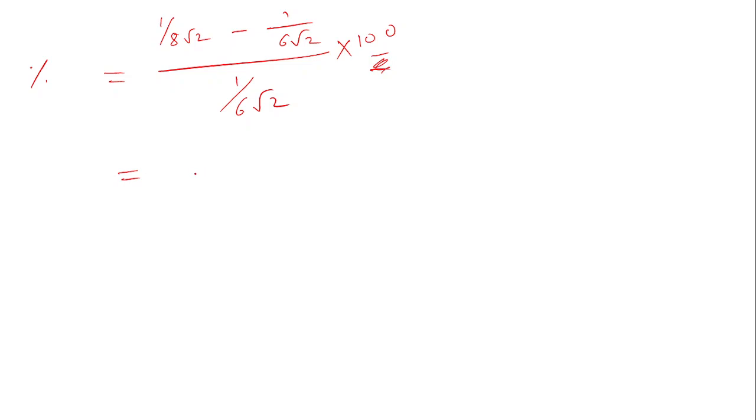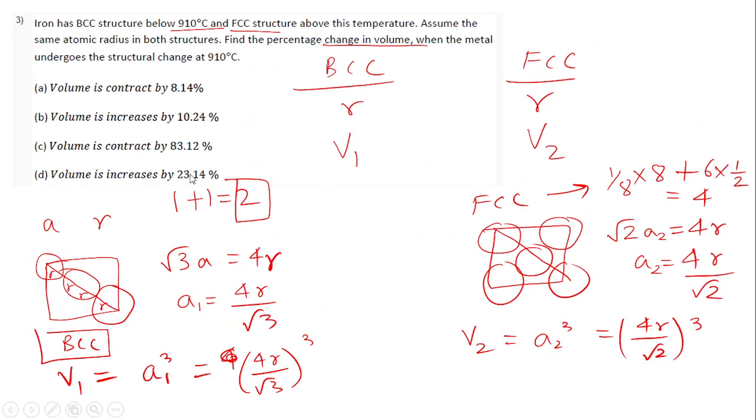This is smaller than this, so the answer will become minus 0.0814 multiplied by 100, which means minus 8.14%. So this is the correct answer. The volume is reducing, the volume is contracting by 8.14%. A is the correct option.